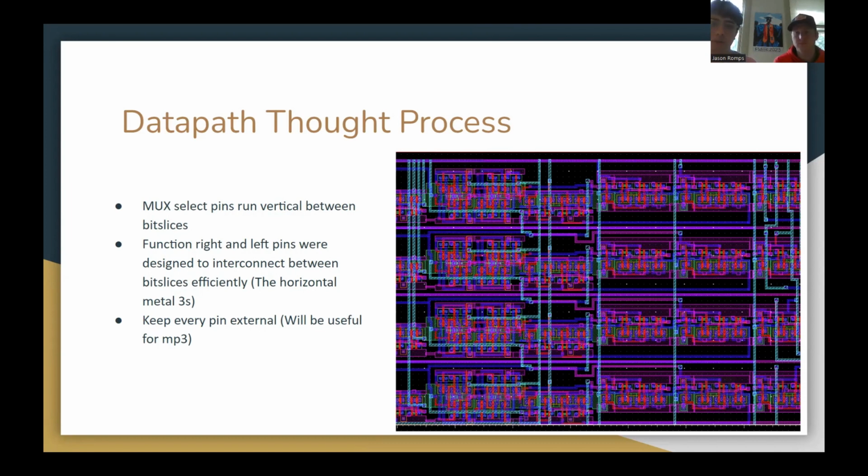And once we had all of our individual components, it wasn't really too hard for us to come together and build a bit slice in the data path.